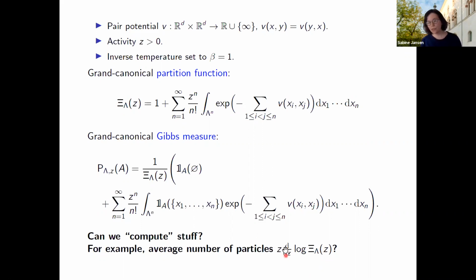And the idea is that, well, if z is small, then you would expect that overall the number of particles is small, and therefore the contribution from interactions should be negligible, and you might hope that there is some kind of perturbation series around the ideal gas / Poisson point process.